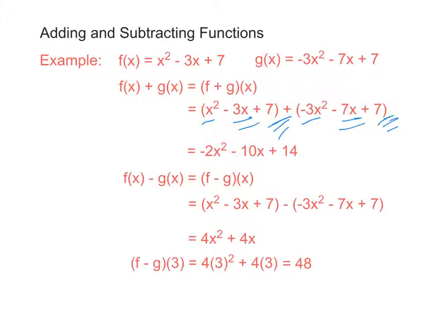All right, so now let's look at evaluating this difference function, f minus g of x. Let's say we want to find the value of f minus g of 3. So we simply plug in 3 for x in the f minus g of x function. And that'll give us 4 times 3 to the second power plus 4 times 3. And if I crank those numbers out, I come out with an answer of 48.